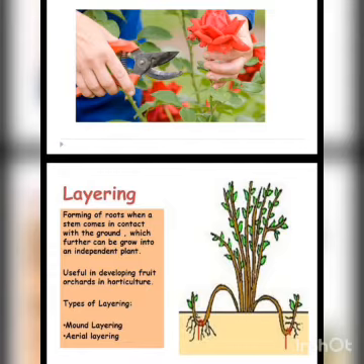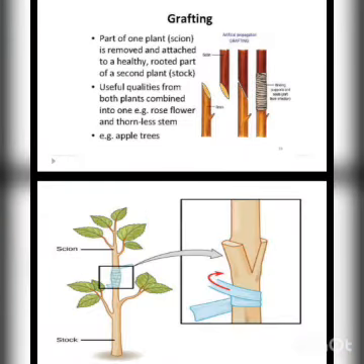It is useful as qualities from both plants are combined into one. Example, rose flower, thornless stem, apple trees. We are doing grafting on a large scale. You can see that the stock is here, the scion is here, and we will tie them here with the cloth. That is known as the grafting process.